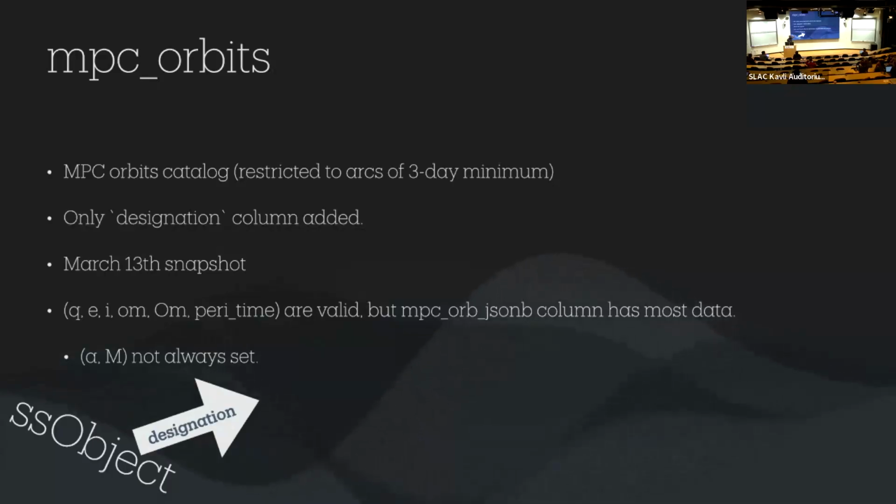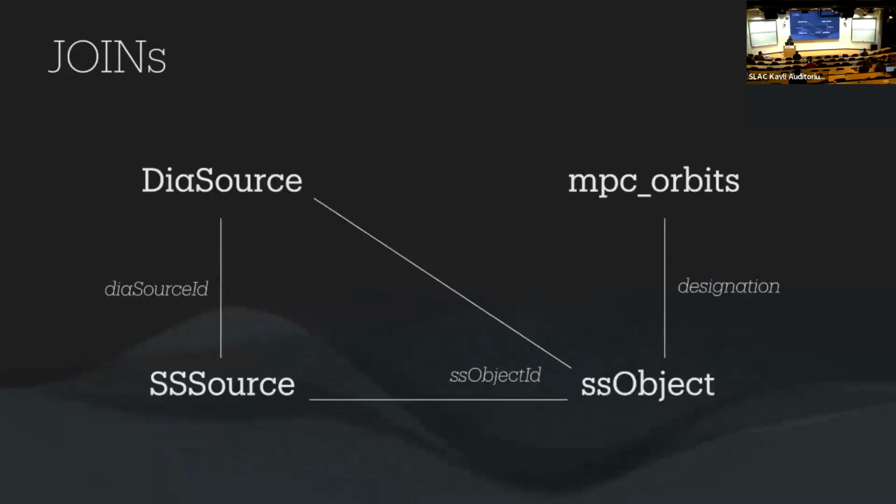And please, please, please note that semi-major axis and mean anomaly, so the classical Keplerian elements, are not always set in the Minor Planet Center orbits table. We are passing on the data set that we got from them directly as it is. Cometary elements from MPC orbits are your friend. This table can be joined to SS object on the designation column.